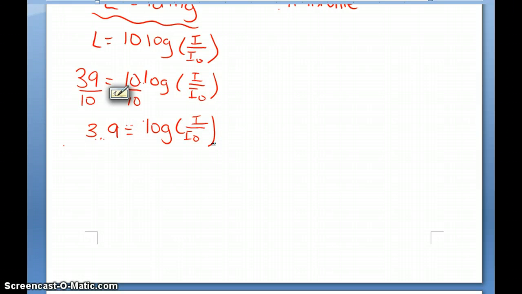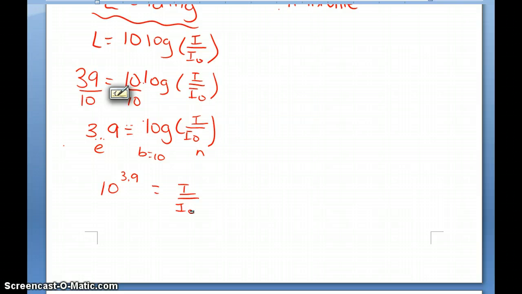Then from here, this looks a little bit more like what we've been doing in the previous question, so let's solve for it. Let's write this into exponential form. If you remember your log, you have your base. Our base here is equal to 10, it's not written there. This is our number, and this here is our exponent. So we'll have 10 to the 3.9 is equal to I divided by I naught.